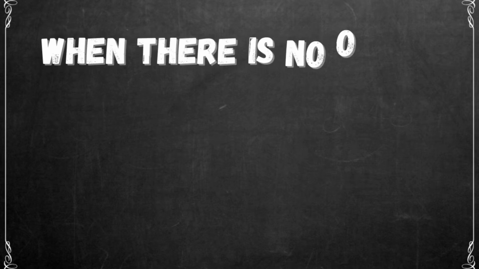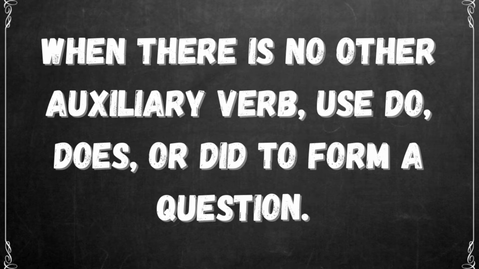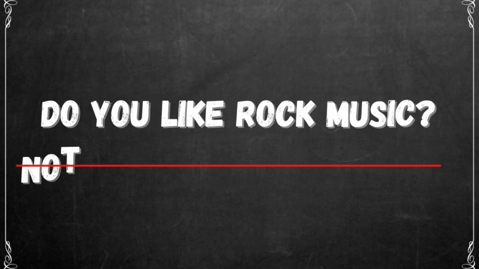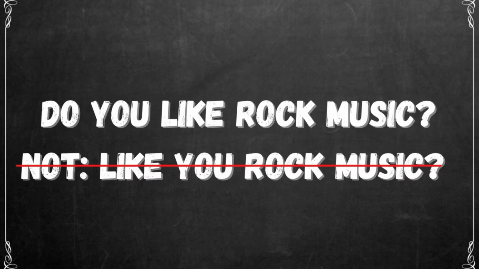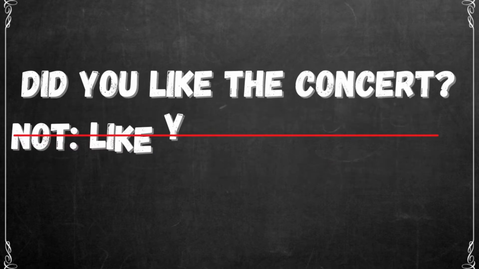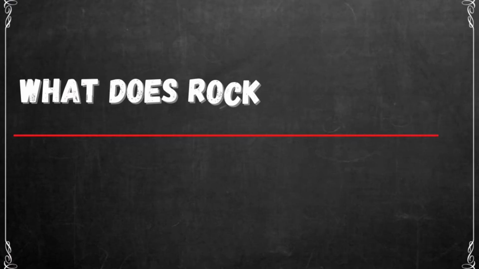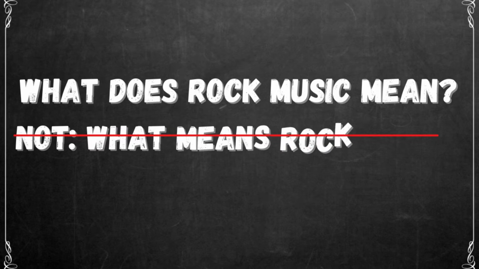Another rule is when there is no auxiliary verb, use do, does, or did to form a question. For example, do you like rock music? Not like you rock music. Did you like the concert? Not like you the concert. What does rock music mean? Not what means rock music.